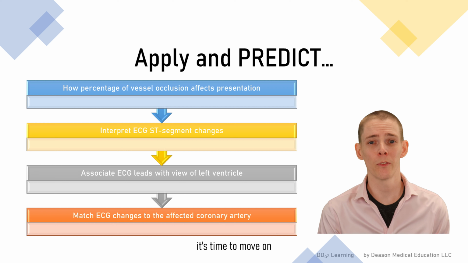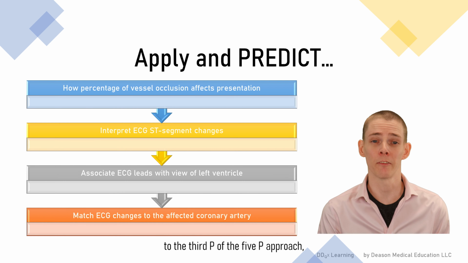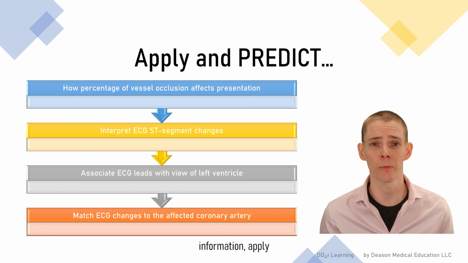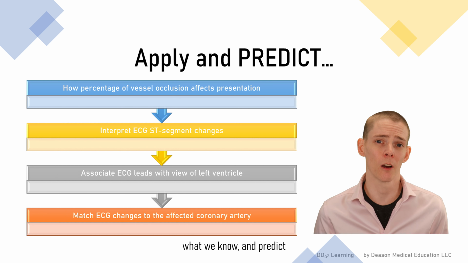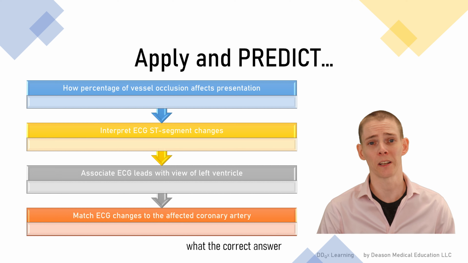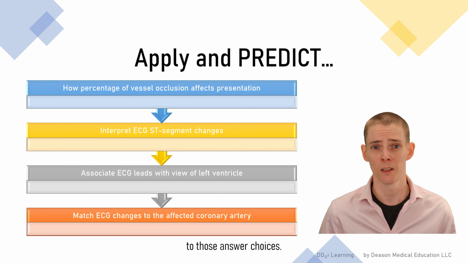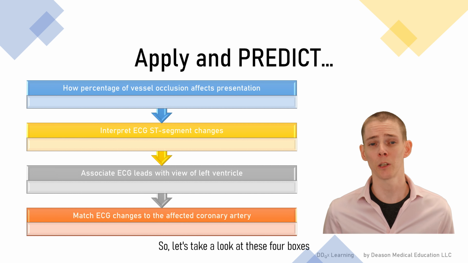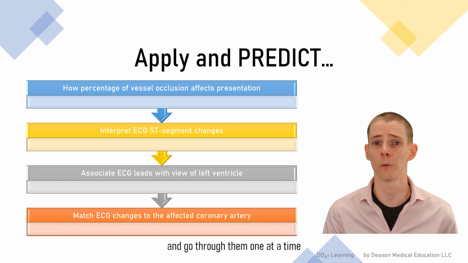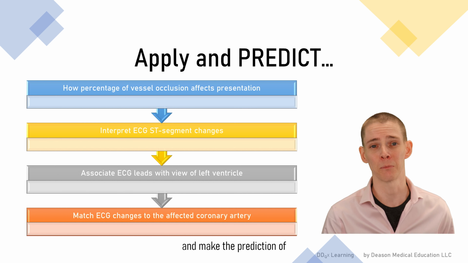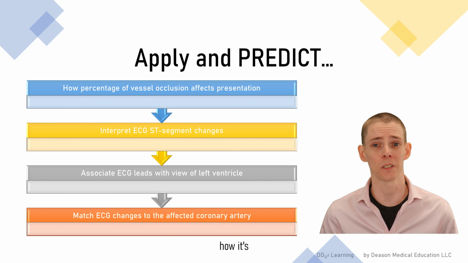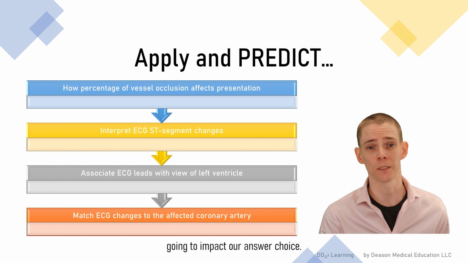All right, it's time to move on to the third P of the 5P approach, and that is going to be, we're going to take all of that information, apply what we know, and predict what the correct answer should be before we move on to those answer choices. So, let's take a look at these 4 boxes I have over on my right and go through them one at a time and make the prediction of how it's going to impact our answer choice.